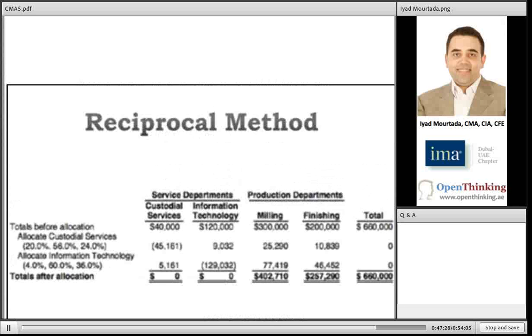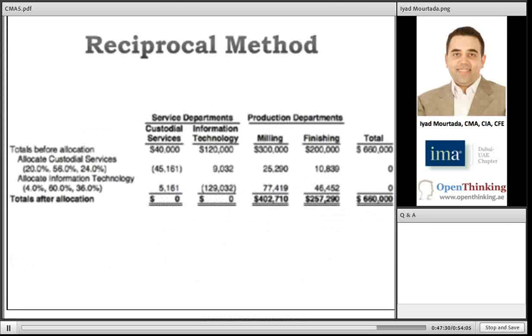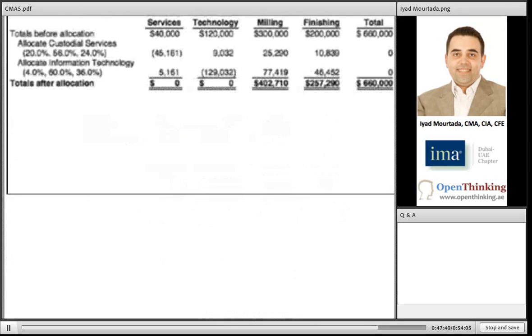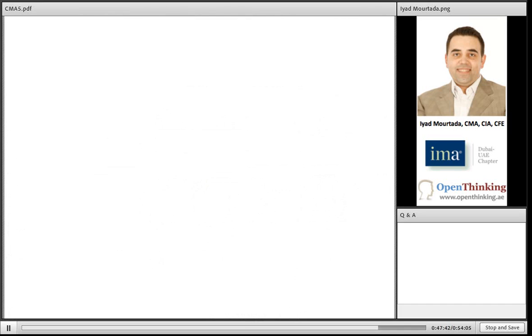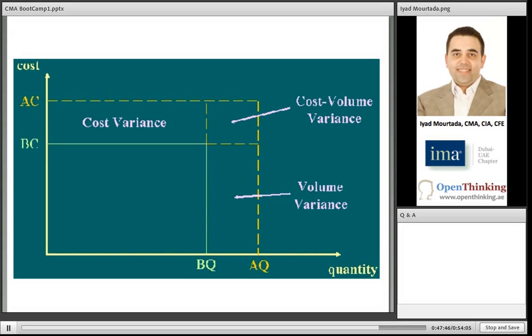There is also the reciprocal method, which is sometimes used. In that way we allocate the cost between the departments by putting in certain equations and plugging in the numbers. I'm not going to go over the details here, but this is another way for us to do this. Perfect. We covered this, so let's move back to our slide.